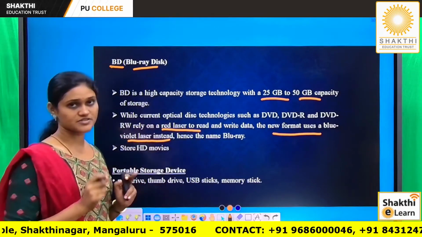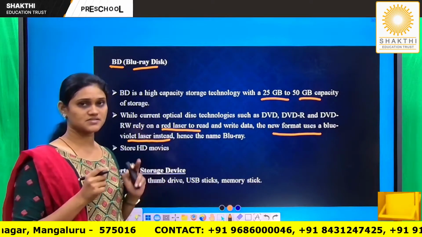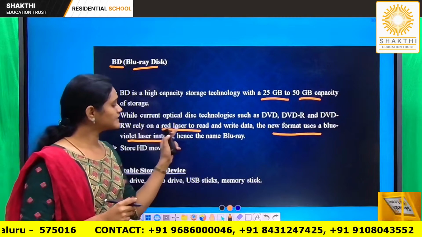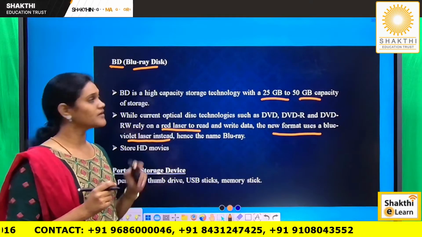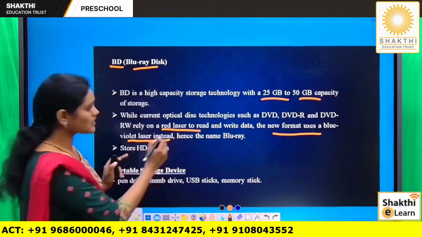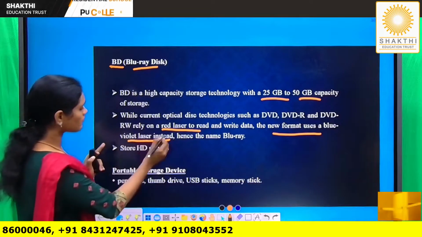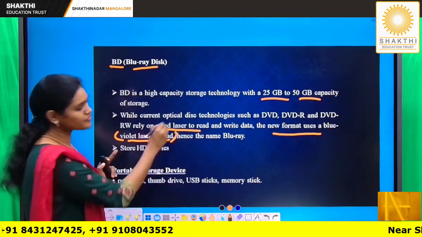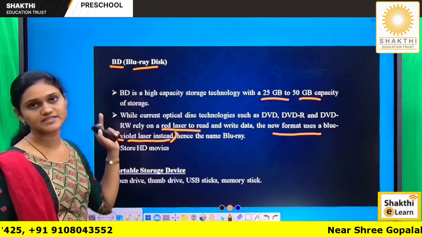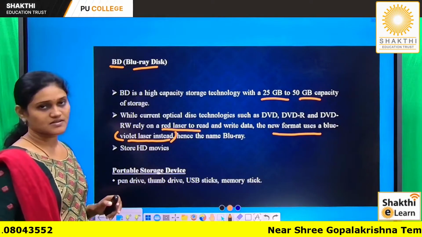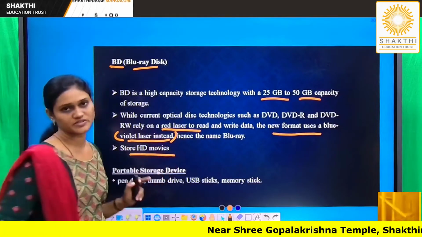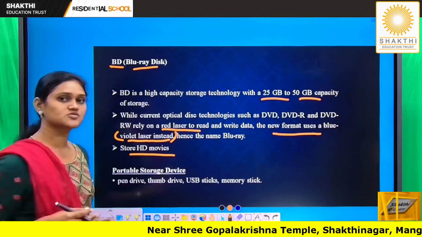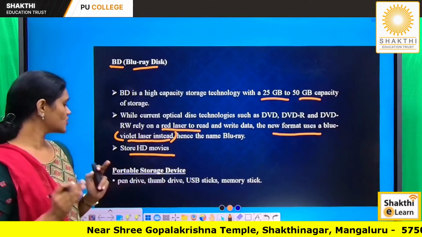The main difference between BD disc and other discs is that others use a red laser to read and write, whereas Blu-ray disc uses a new format, that is a violet laser instead of the red one. That is why it is called BD disc, and it is used to store HD movies, with more clarity. So the storage space is also more.